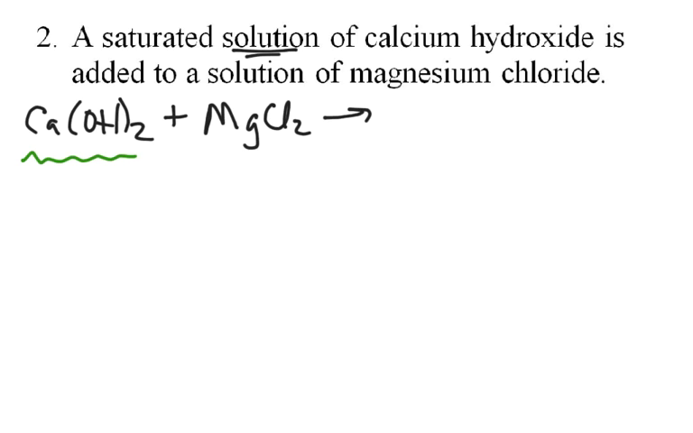Now again, we know that chlorides are soluble, except for silver, lead, and mercurous, so we know that's going to be a soluble compound. We're going to change partners on these two. We're going to have calcium chloride, so CaCl2, and magnesium hydroxide.